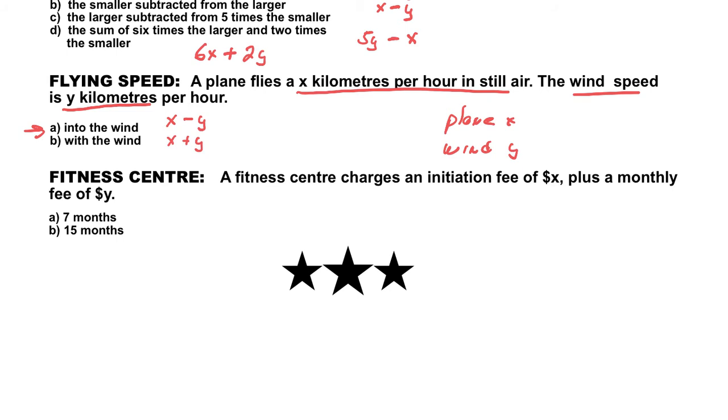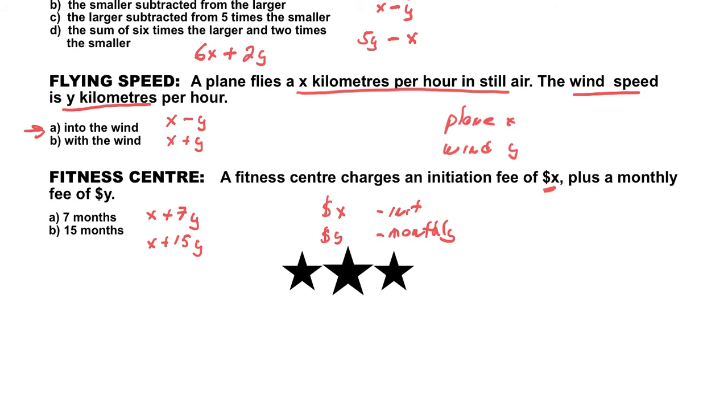The last example on this slide is the fitness center. A fitness center charges an initiation fee of X dollars plus a monthly fee of Y. So you've got initiation and then you've got monthly. So this is the initial, I'll use a short form, and then monthly. So the expression for 7 months would be the initiation fee plus 7 times the monthly fee. And for letter B, it's the same thing, only we change out the number 7 for the number 15.